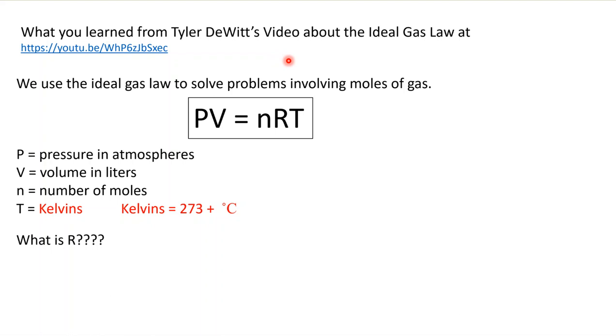We learned from him that we use the ideal gas law to solve problems involving moles of gas. P is pressure in atmospheres, V is volume in liters, n is the number of moles, and T is in kelvins. And again, we must remember to add 273 to the temperature in Celsius. Which brings us to the question, what is R?